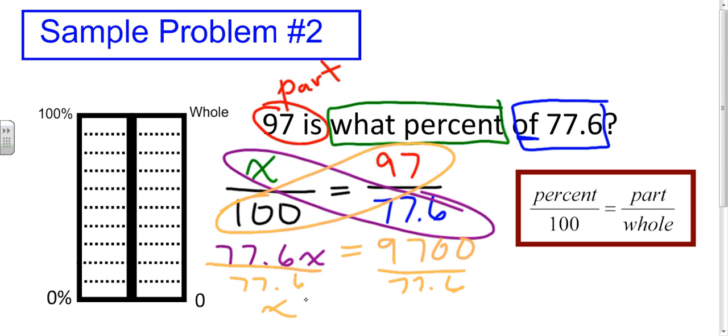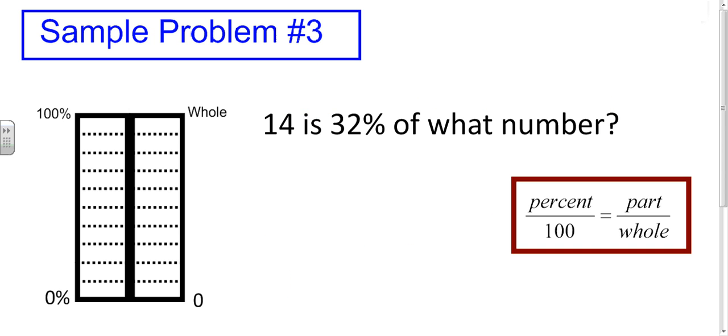And I get that x is equal to 125. So 97 is 125% of 77.6. All right, for this next problem, I want to say 14 is 32% of what number?